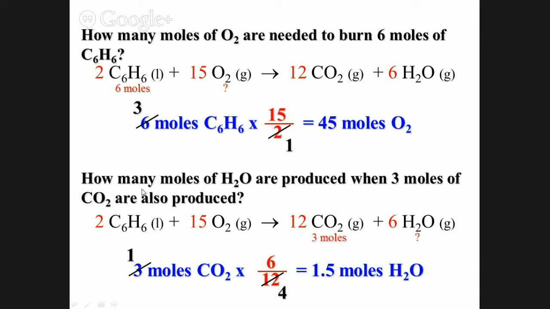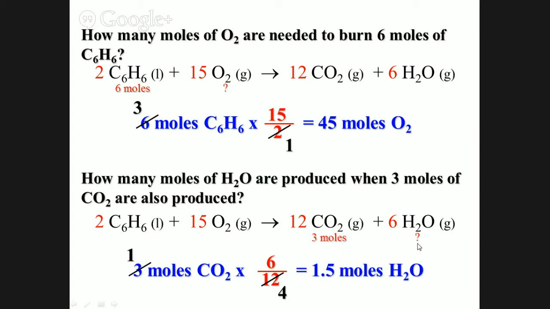All right, and then finally, another last example here. How many moles of H2O are produced when 3 moles of CO2 are also produced? See, it doesn't matter. I don't have to be on one side of the arrow or the other. They both can be over here. If I know one of them, I use the mole ratios to find any of the others.